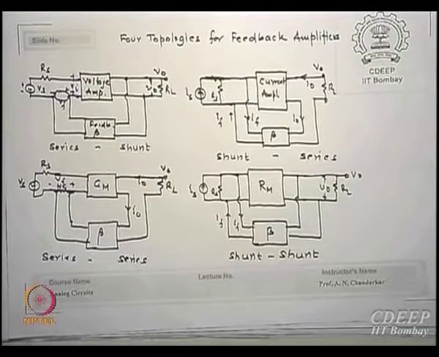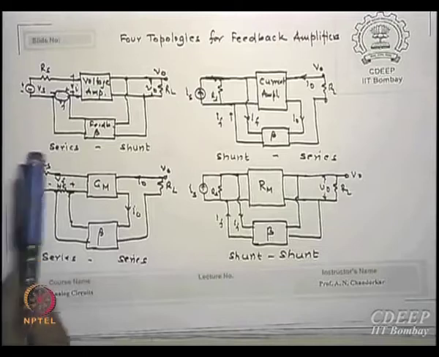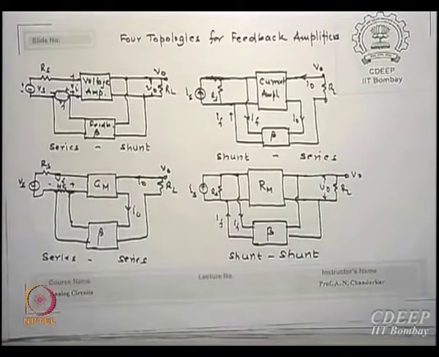Is that clear? So input is also voltage, output is also voltage, feedback is also voltage. Such amplifiers will be voltage amplifiers. They are also called series shunt amplifiers. Why is it called series shunt? The mixing is in series and the sampling at the output is shunt. So it is called a series shunt amplifier.